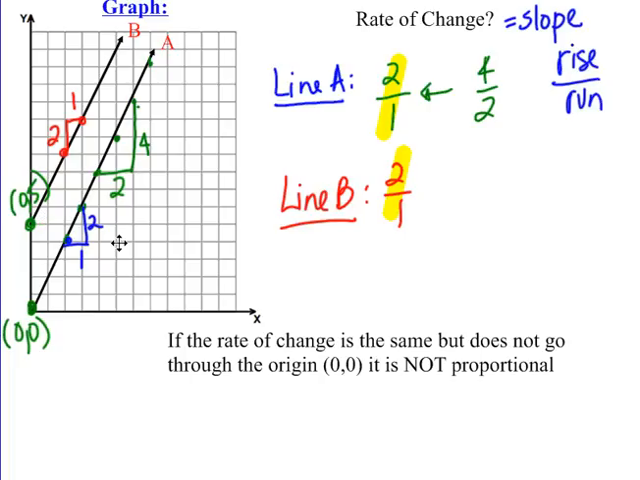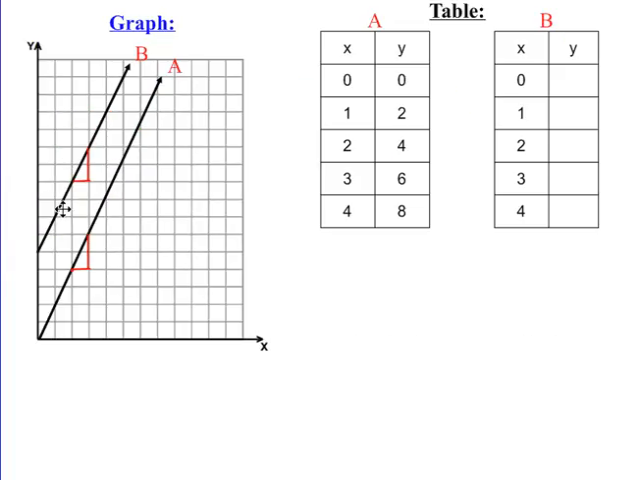So we can see it with a graph. It's pretty obvious when you're looking at a graph. All you have to do is find where it's crossing, and that tells you if it's proportional or not. So now let's do it by table. Here's table A, which represents our friend the whale. We did this one already, but let's take a look at table B.